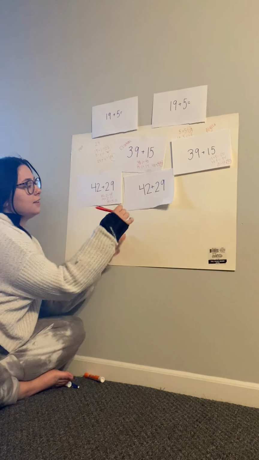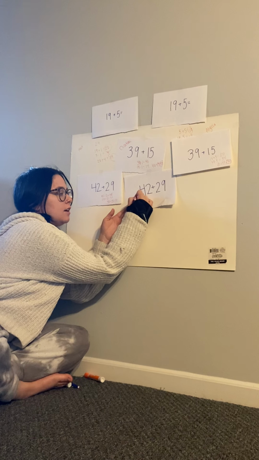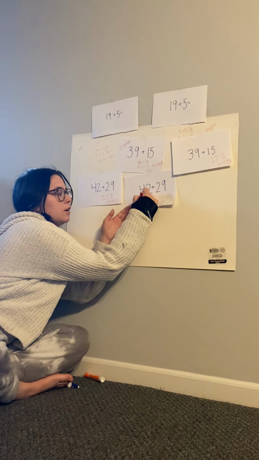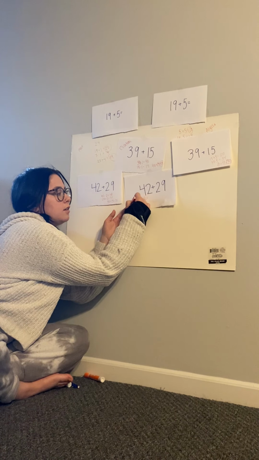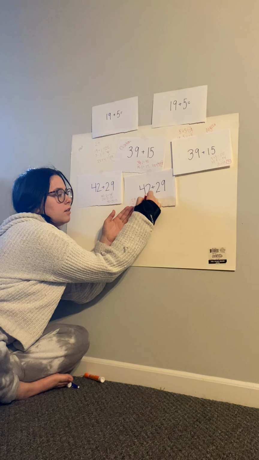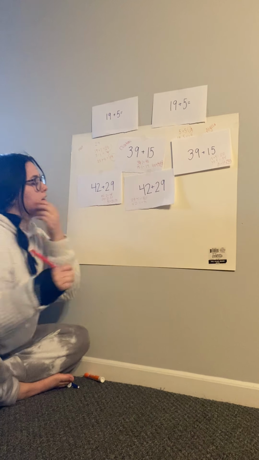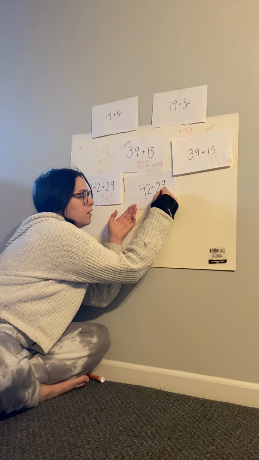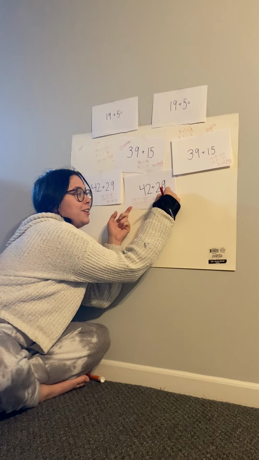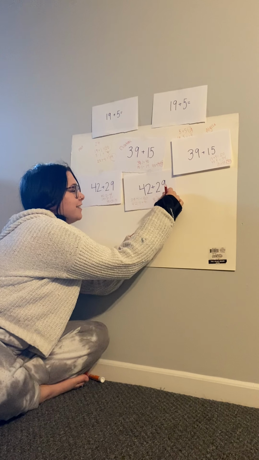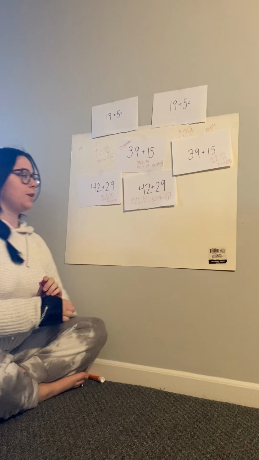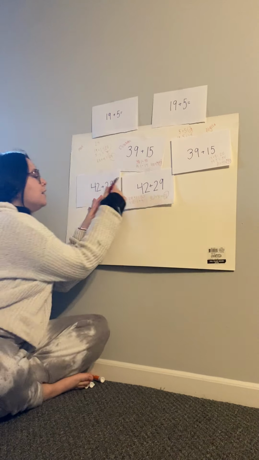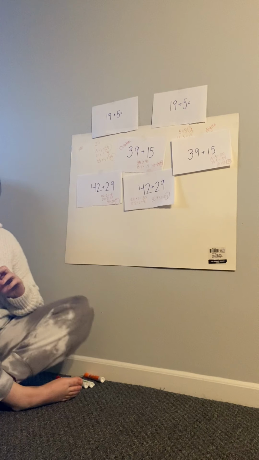I added 29 plus 1 and got 30. Then I subtracted 1 from 42 and got 41. Okay. And added 30 plus 41 and got the sum of 71. Ooh, good job using your vocab words. Sum of 71. Did everybody hear Elizabeth? Loud and proud. 71 is the sum.